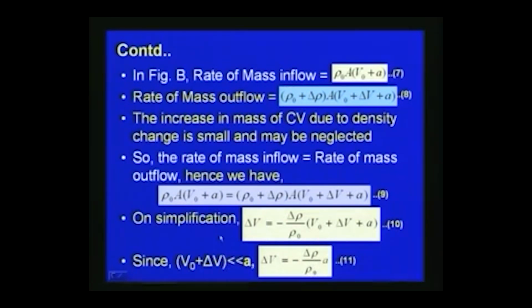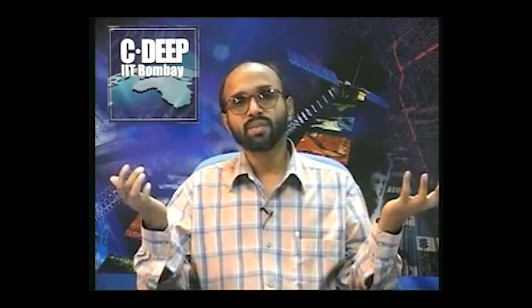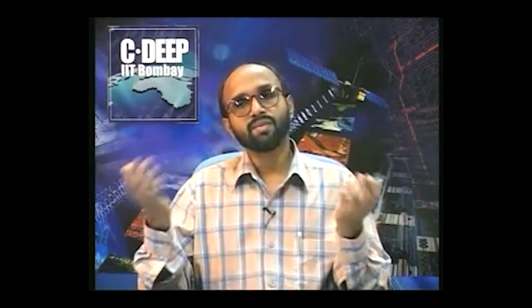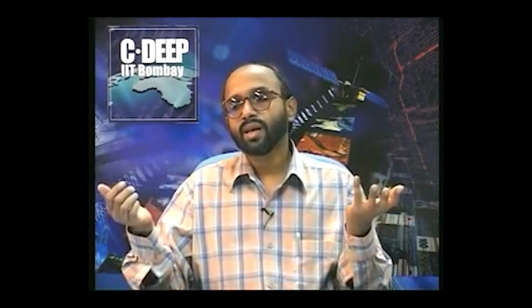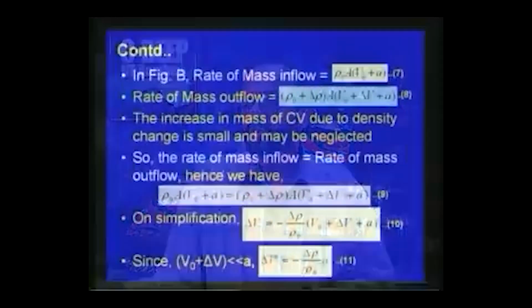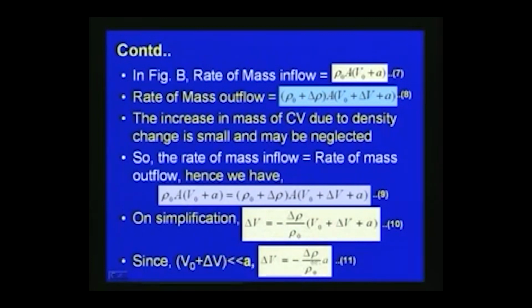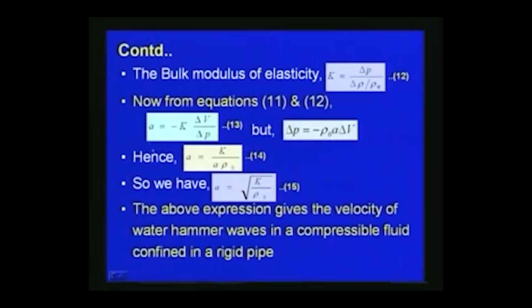The reason is that the water hammer velocity is in the range of about 1000 meter per second, so even the change in velocity of the fluid flowing through the pipeline will be much less, in the range of 10 meter per second. So, we can approximate delta V is equal to minus delta rho by rho 0 into A, as in equation number 11. Now let us introduce this with respect to the fluid movement.